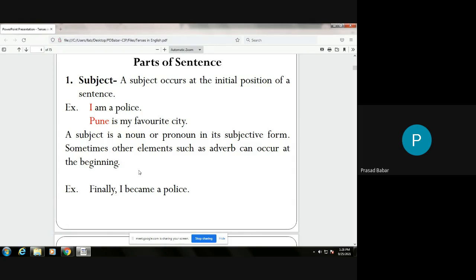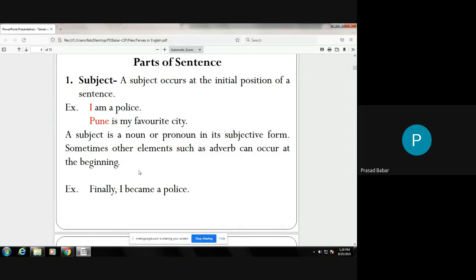What is a subject? A subject occurs at the initial position of a sentence. So generally we use the subject at the very start of a sentence, or at the very initial position of a sentence. Let's discuss it with an example. I am a police.